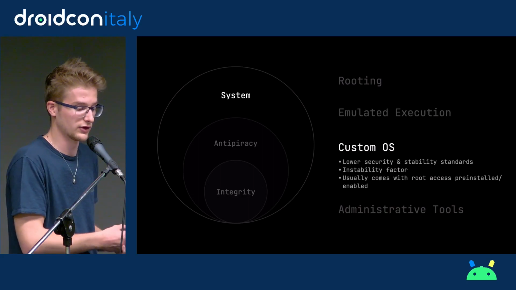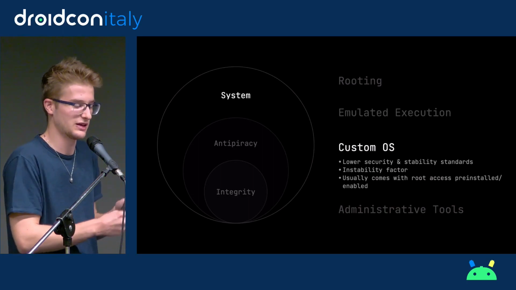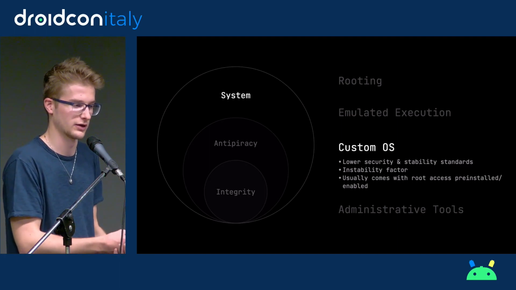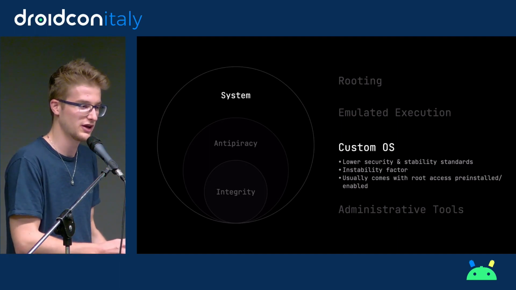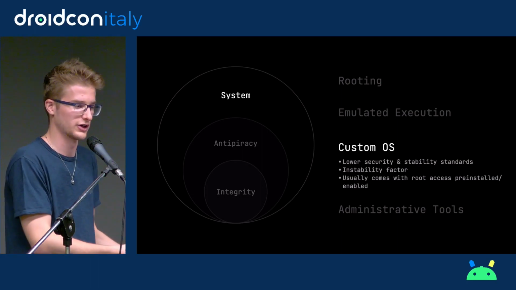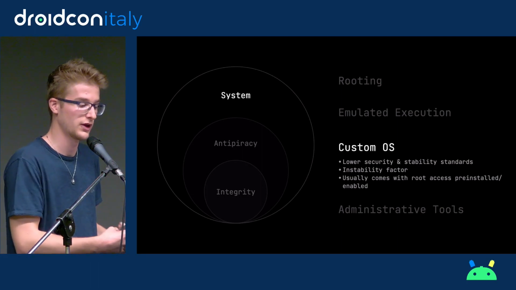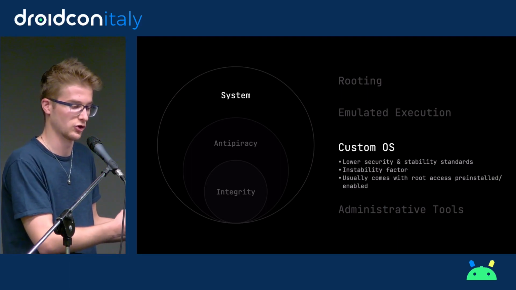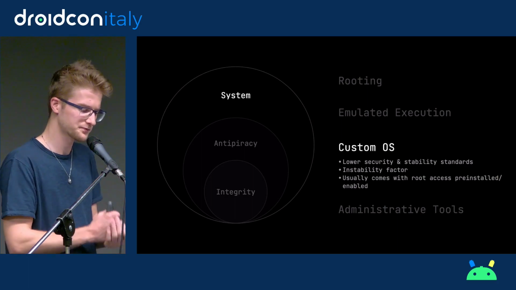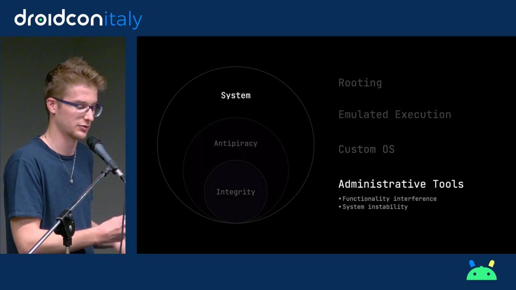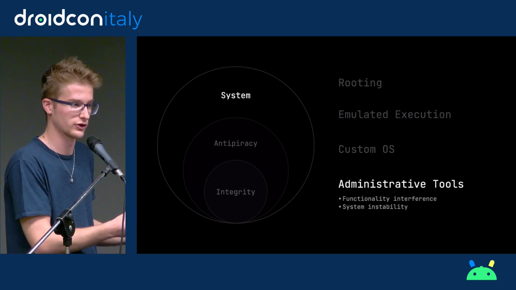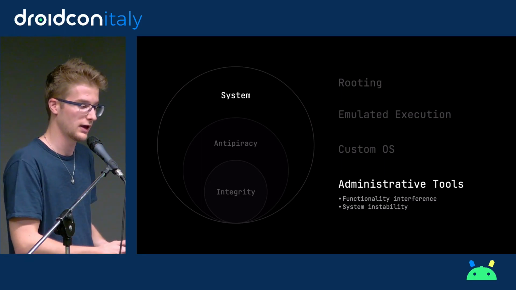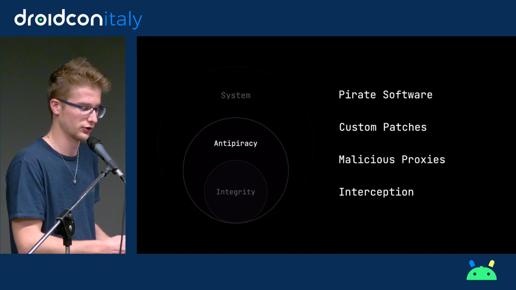A custom OS can have lower security standards than normal Android certified operating systems, so you may want to know that your application is running on this kind of operating system. It can be unstable, and it can be easier to root than the normal one. And you also can have administrative tools, which are tools that use the access that the user has on the device to perform a specific task. You may want to watch out for those too.